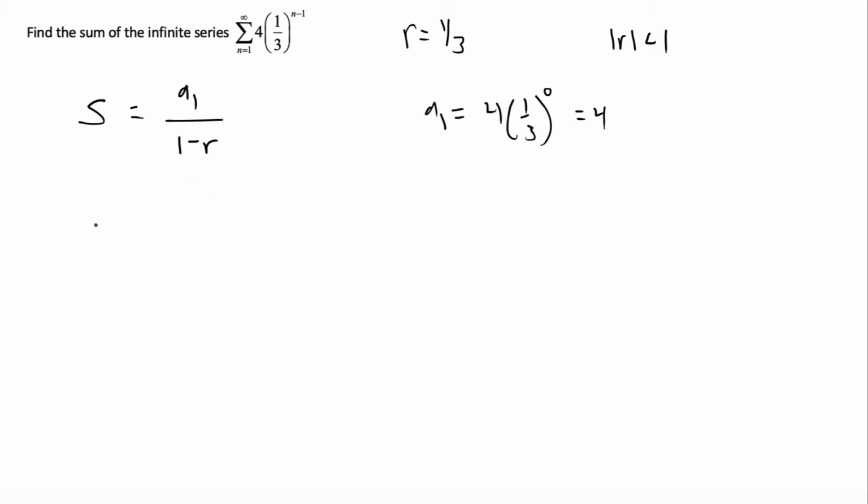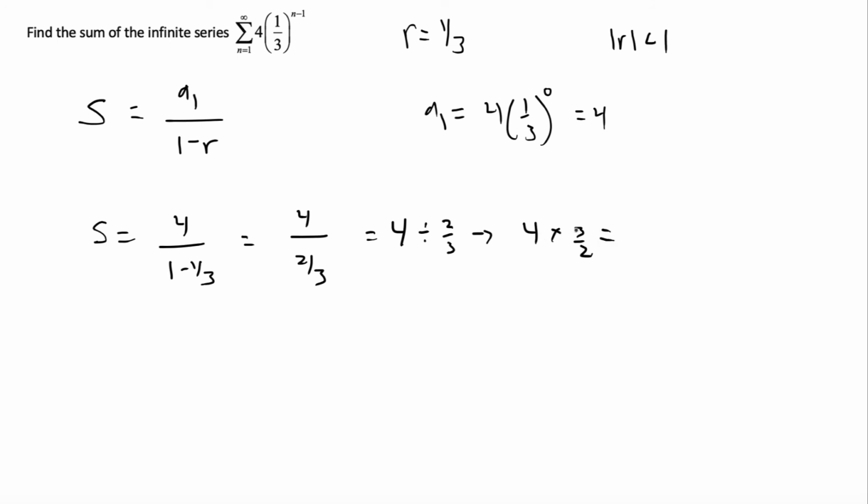All right, so let's plug everything in. We're going to get 4 divided by 1 minus 1/3. And check out what happens here. 1 minus 1/3 is 2/3. We get 4 divided by 2/3, which we can rewrite as 4 times 3 over 2. Well, 4 times 3 is 12. 12 divided by 2 is actually equal to 6.